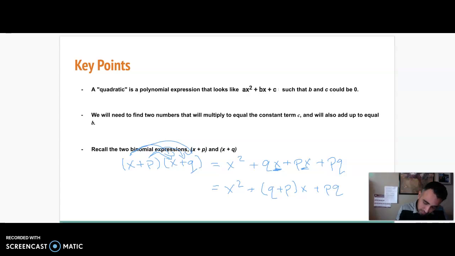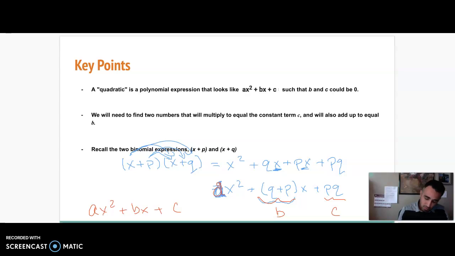Plus pq. So there's an unknown right here. In front of this x squared, we'll just put a number 1, but that will be our a right here. This becomes our a. This q plus p becomes our b, and this pq becomes our c. So then we get the form ax squared plus bx plus c.